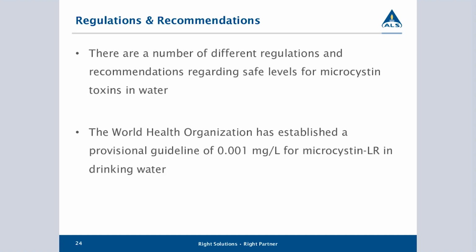So internationally and locally, there are a number of different regulations and recommendations regarding safe levels for microcystin toxins in water. First, I'm going to discuss some regulations related to drinking water. The World Health Organization has established a provisional guideline of 0.01 milligrams per liter for microcystin LR in drinking water.